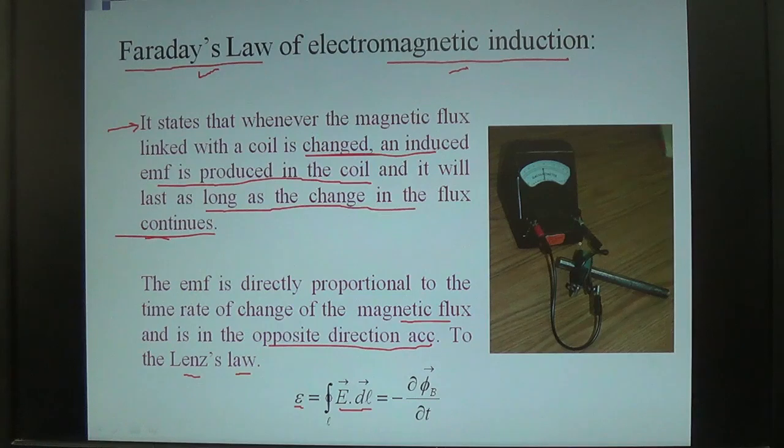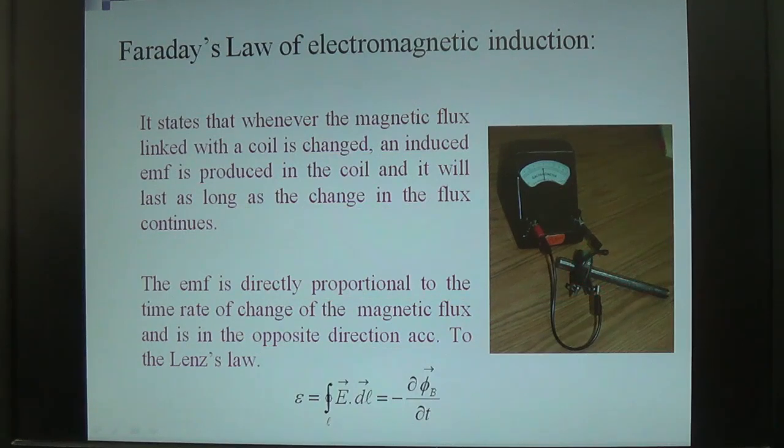In this you see that this is a coil and this is a magnet bar. When it moves forward and backward, it changes the flux associated with this coil, right? And the two ends of this coil are connected with the galvanometer. So when the flux associated with this coil changes, the EMF which is produced inside it produces the deflection in the galvanometer. So this is the basic idea of the Faraday law, right?